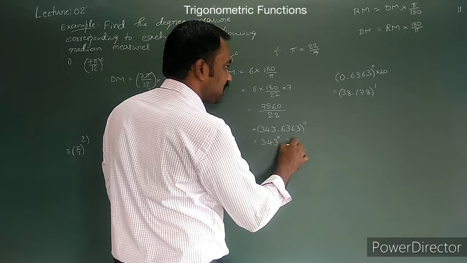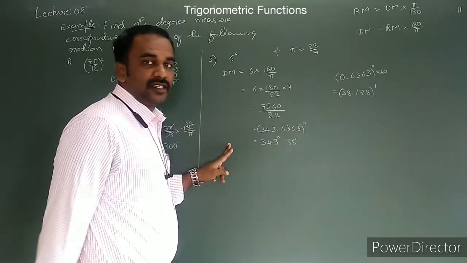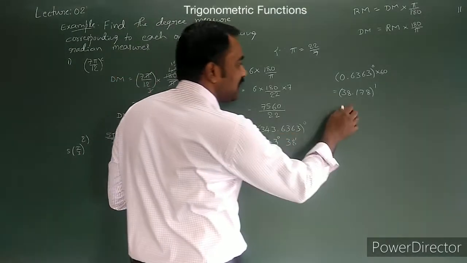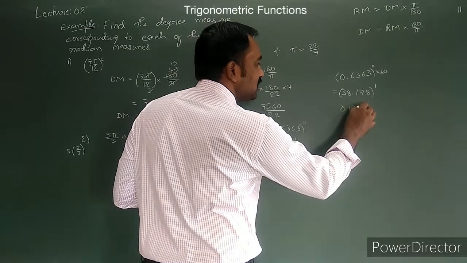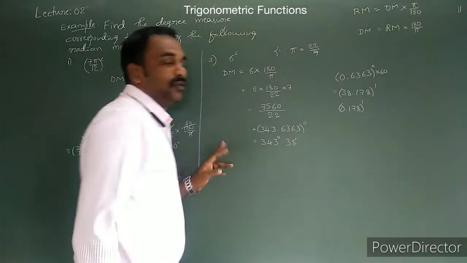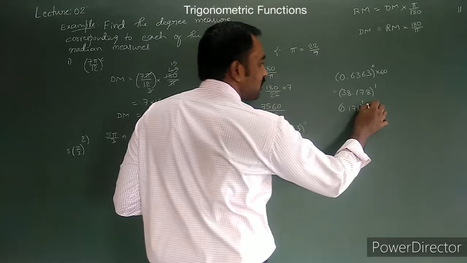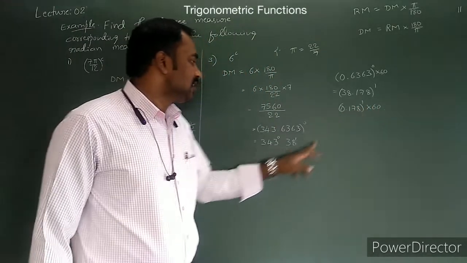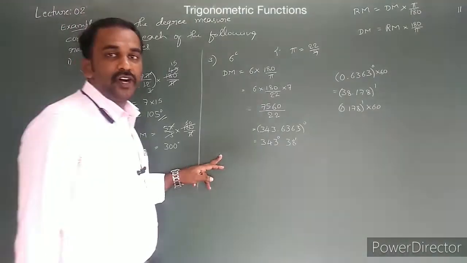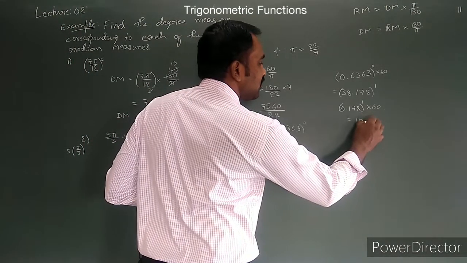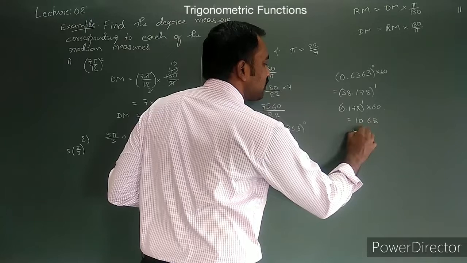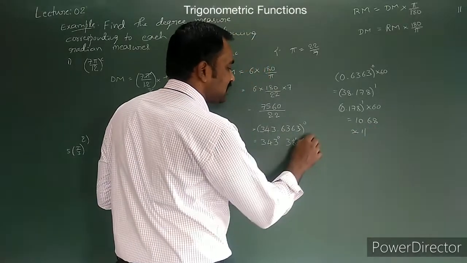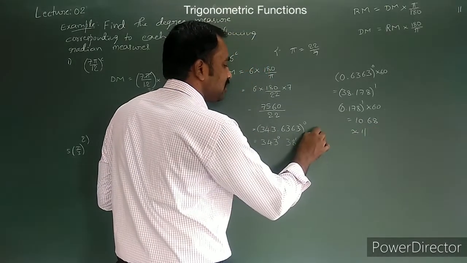So I just write it as 38 minute. Again 0.178 minute is that. Minute to second we have to convert. So into 60, in this case we will get it as a second. What is that? 10.68. Approximately I just write it as only the 10 seconds.